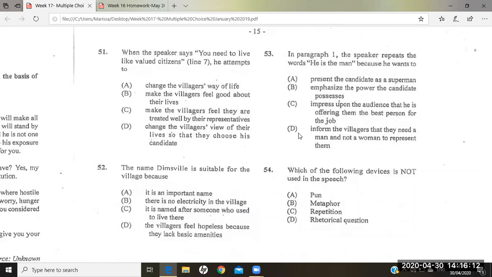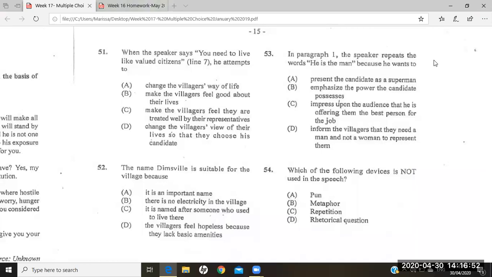So the name of the village is called Dimsville. So it is suitable for the village because of what? It's not because it is an important name, it's not A. It is D, the villagers feel hopeless because they lack basic amenities. Because remember, their current situation is not one that they are pleased with. They need to be treated better. So Dimsville functions there as a metaphor where it really embodies, it's really comparing how their lives are at the moment. It's very dim, it's dull.